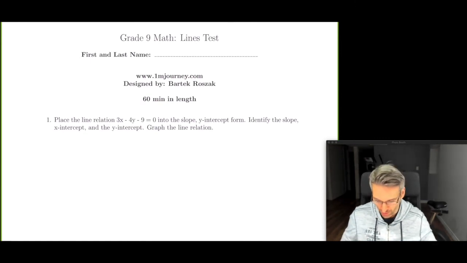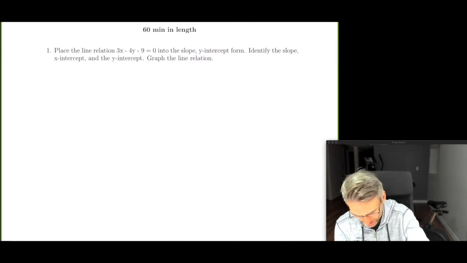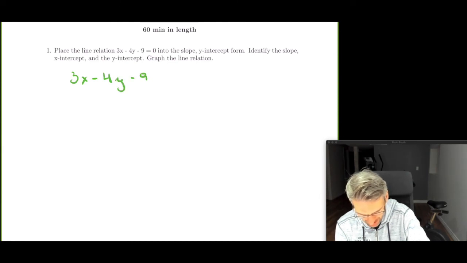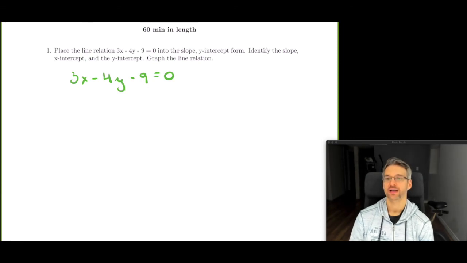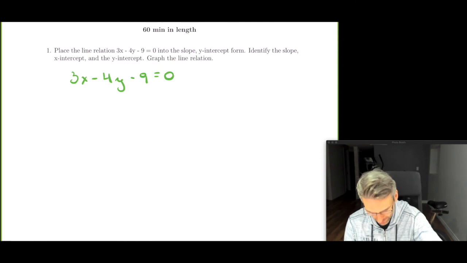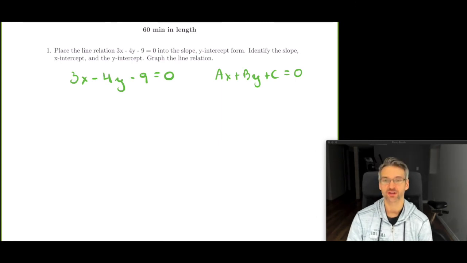So question number one, place the line. So here is our line, so let me write it out. So we have 3x minus 4y minus 9 is equal to 0. So this particular line is in the standard form. If you may remember, the standard form is ax plus by plus c is equal to 0. So this definitely looks like that.